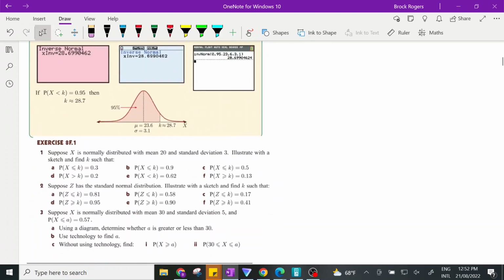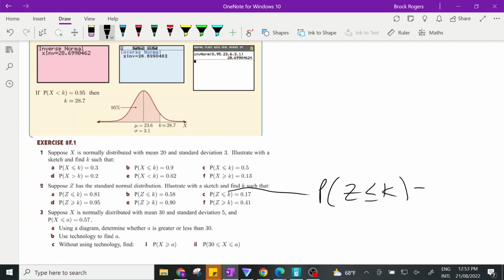So that is 8F.1. We can do the same thing with this Z-score type system. The Z-score tells you how far, in terms of standard deviations, you are away from the mean. So for example, I just picked out this random one here. Suppose Z has a standard normal distribution. That means the mean is 0 and the standard deviation is 1. Every time you are talking about a Z-score, they will convert that X into a Z, and you know you are dealing with a mean of 0 and a standard deviation of 1.